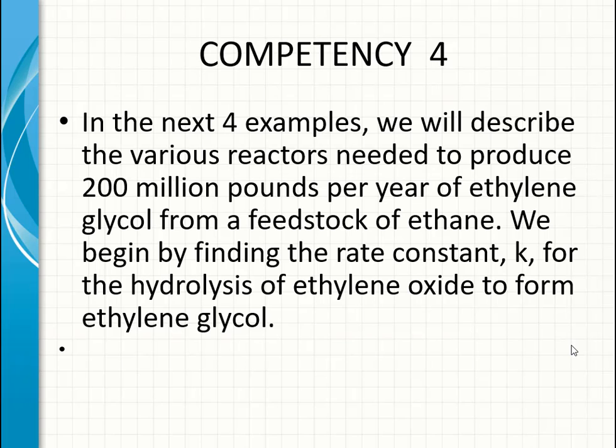In the next four examples, we will describe the various reactors needed to produce 200 million pounds per year of ethylene glycol from a feedstock of ethane. We begin by finding the rate constant K for the hydrolysis of ethylene oxide to form ethylene glycol.